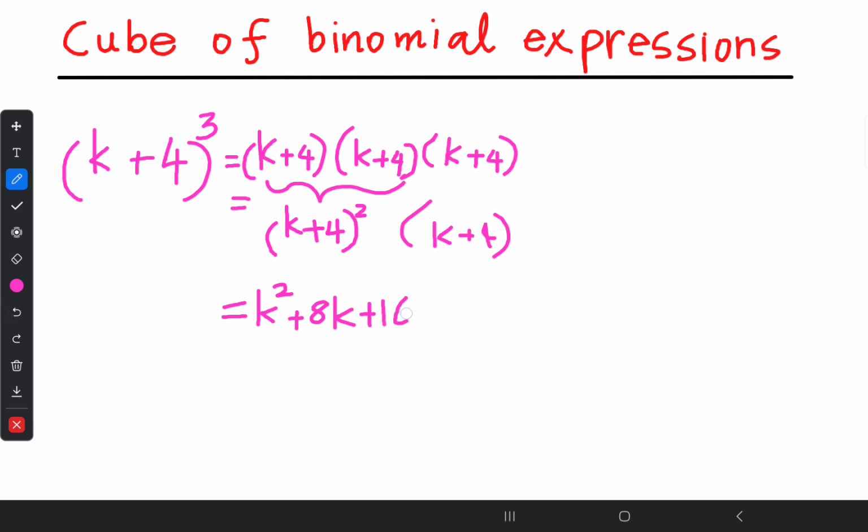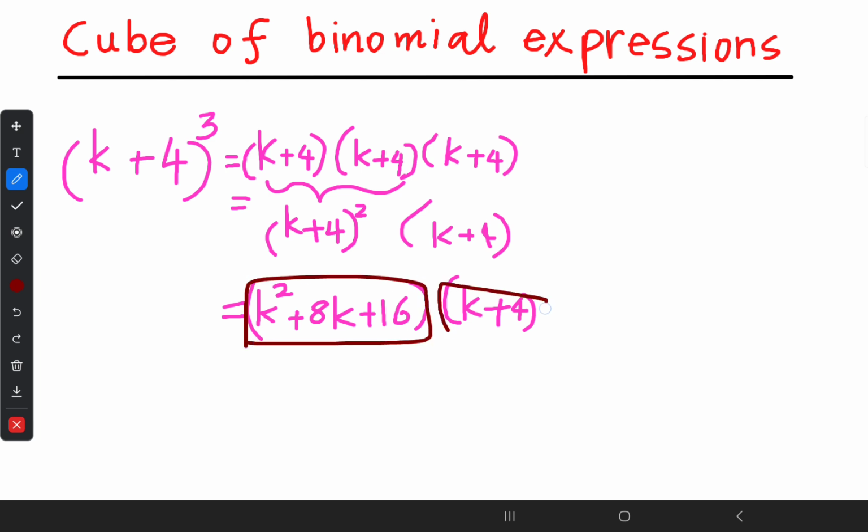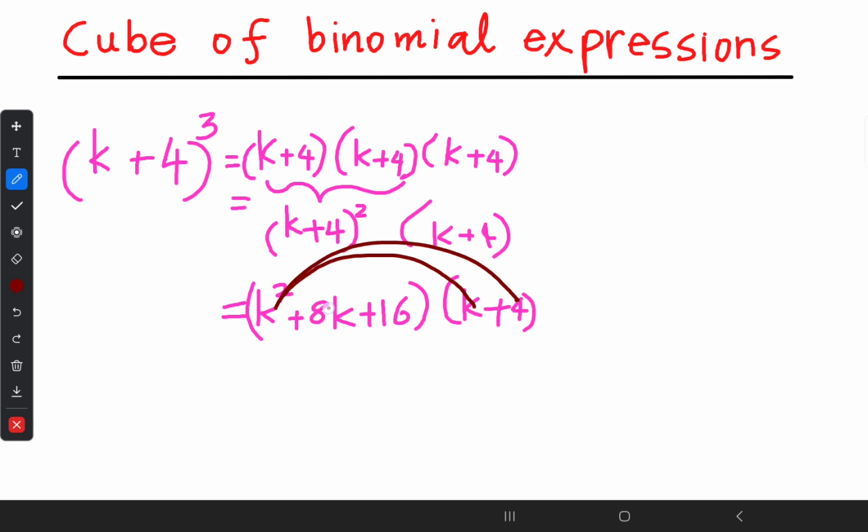It should be multiplied with another third k plus 4 expression. That means this total expression will be multiplied with this total expression. We cannot achieve the multiplication directly. That's why we are using part by part multiplication. So k square should be multiplied with both of them. 8k should be multiplied with both of them. Thereafter, 16 also would be multiplied with both of them. I will split the multiplication properly.